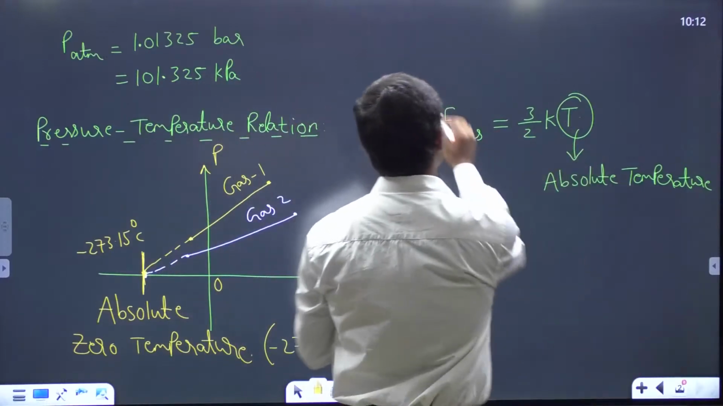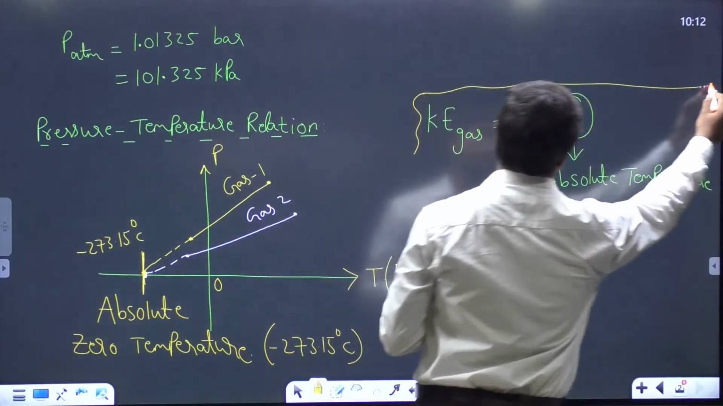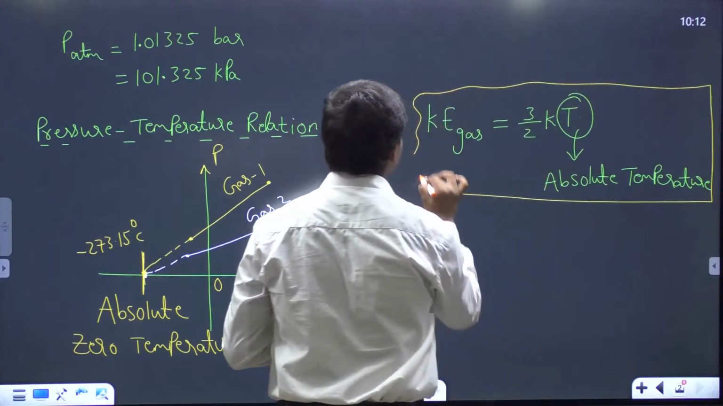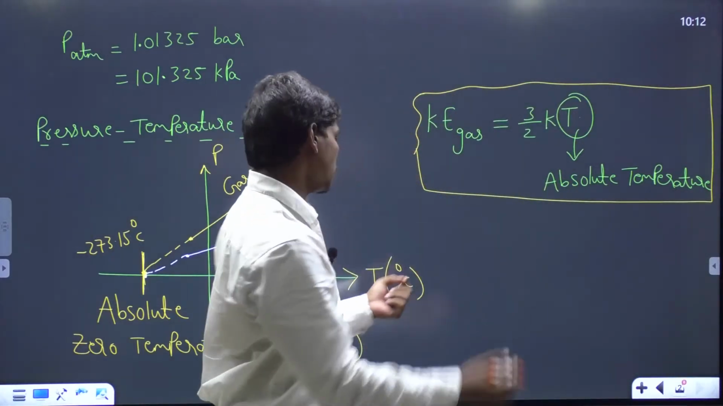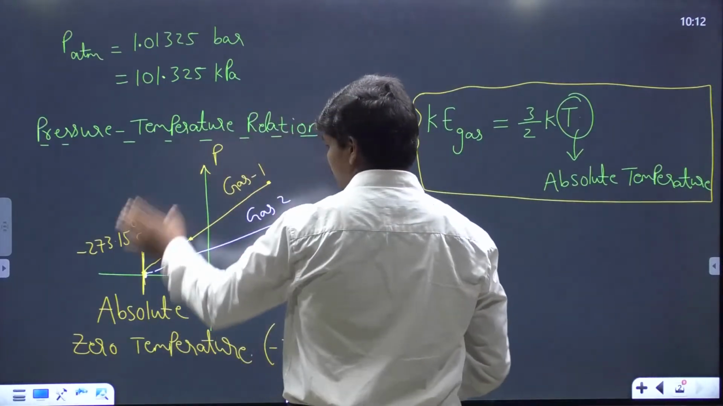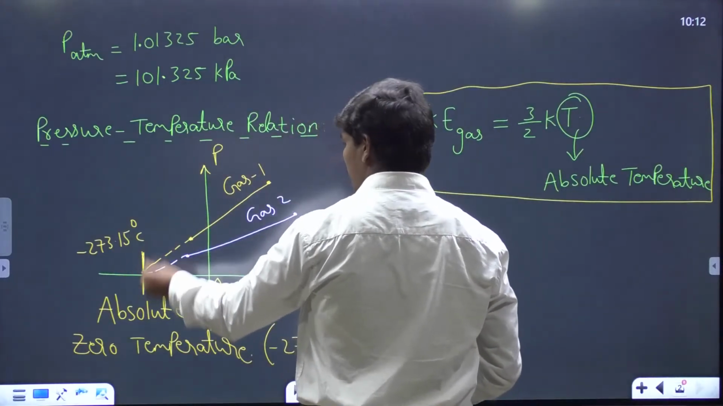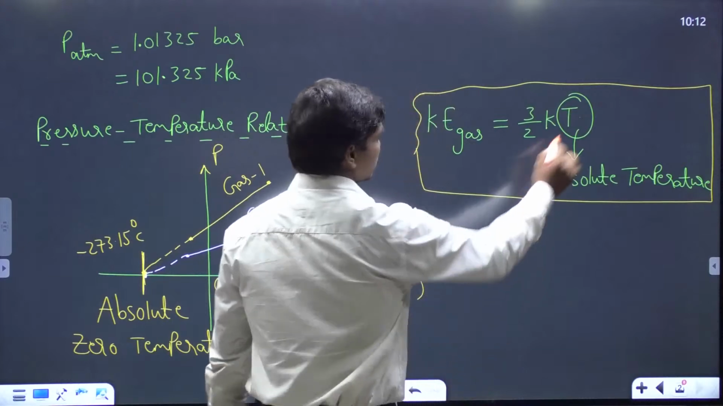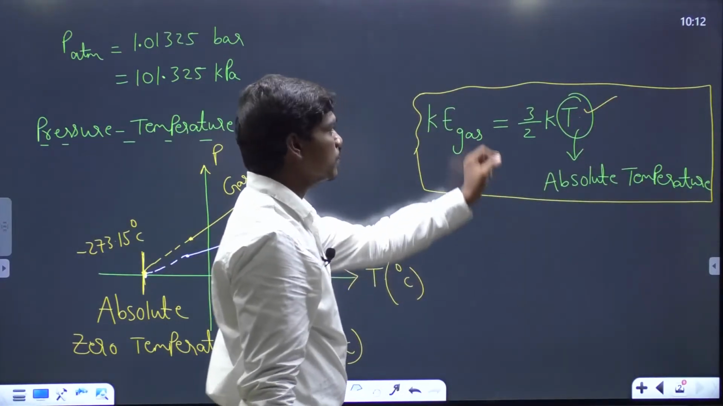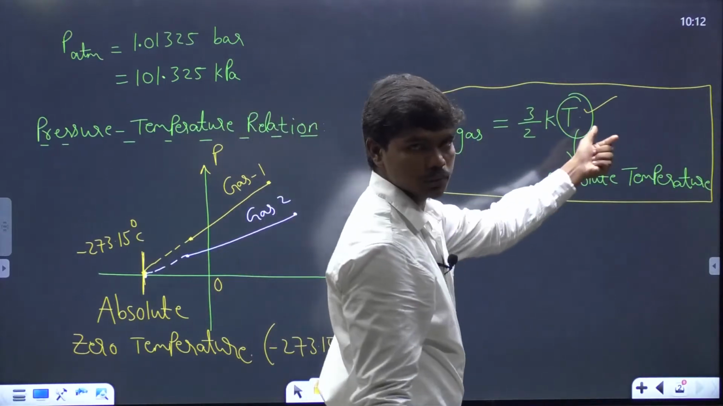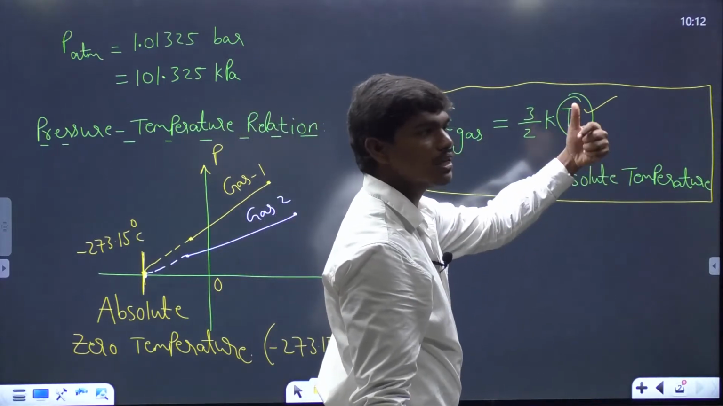Later, when they found the kinetic theory of gases, KE is equal to 3/2 into k into T, where T is absolute temperature. So they came to know that the temperature at which molecular motion stops is absolute zero temperature. Because if KE is equal to 0, then T should also be 0, which means absolute temperature is 0.